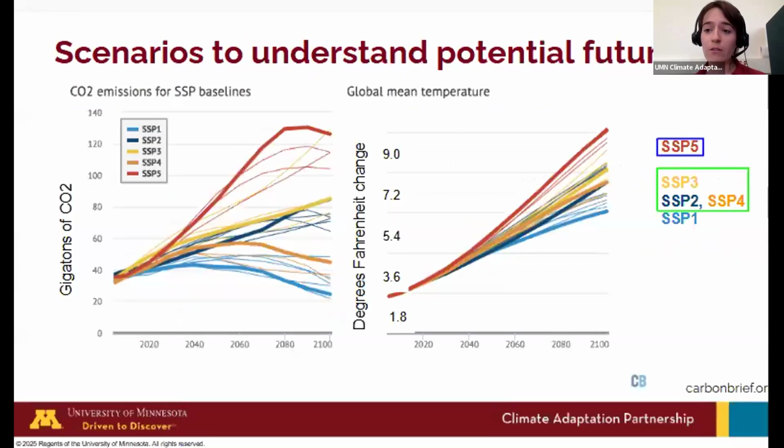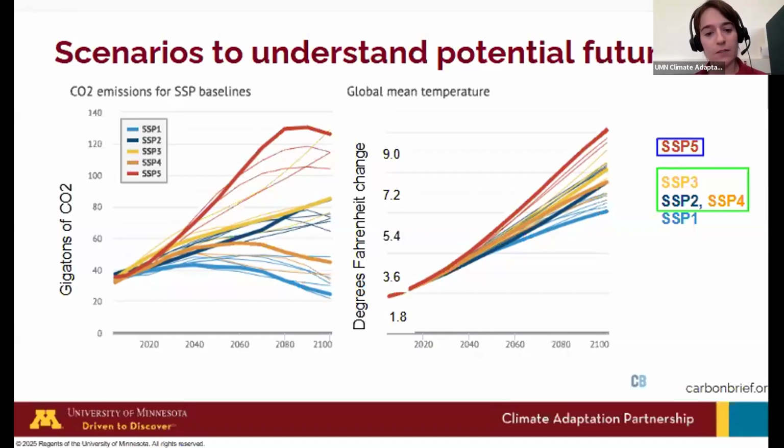The other thing to know about climate models and future climate data is that we have to use scenarios to understand potential futures. Although scientists know quite a bit about how Earth systems work, we do not know how society will act in the future, and we don't know which actions we'll take to either increase or reduce our greenhouse gas emissions, which has implications for changes to our climate.